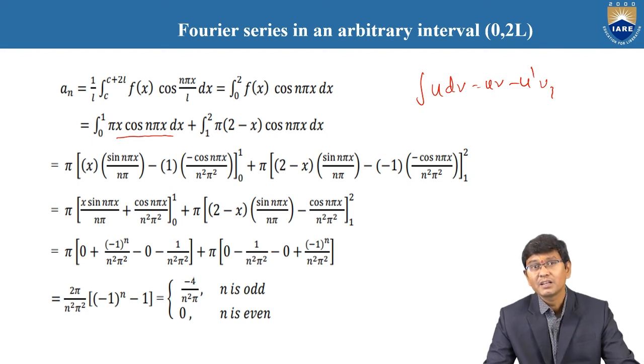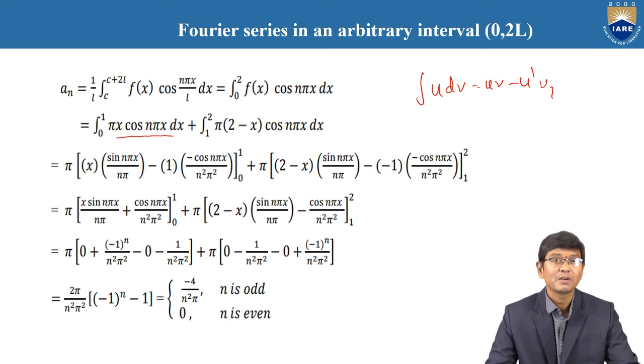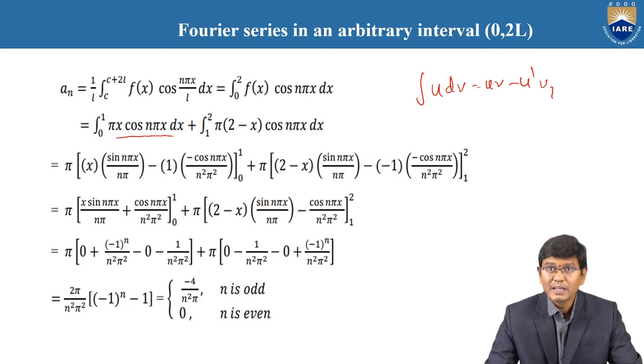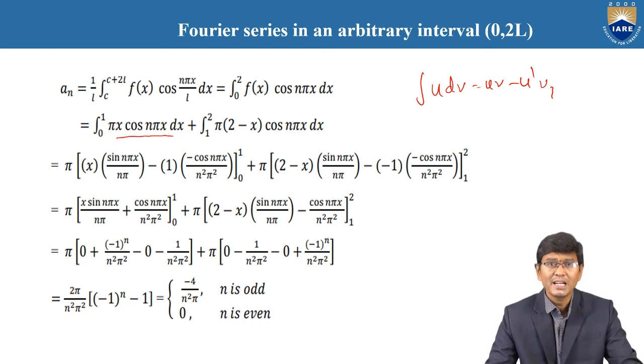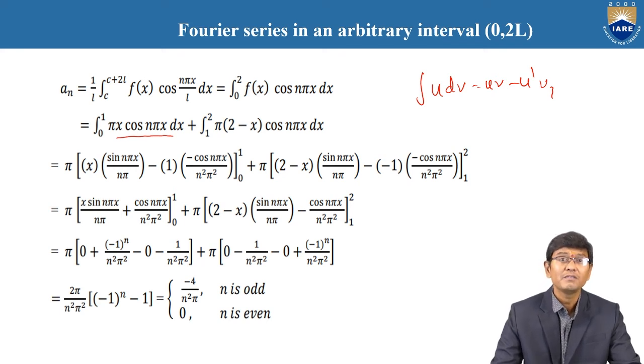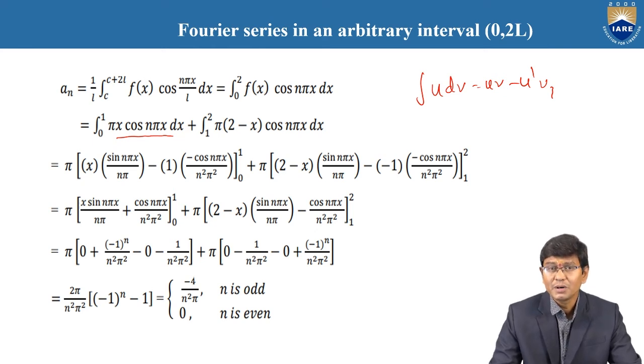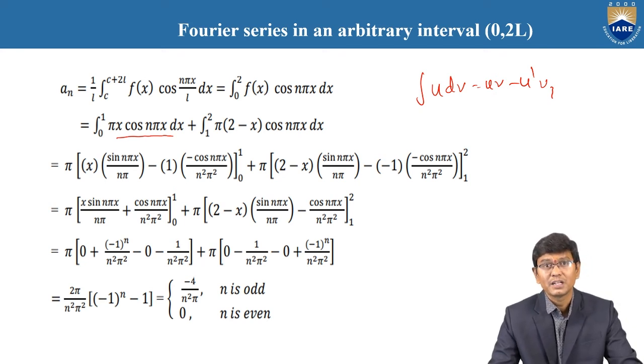And by using the Leibniz or integrating by parts formula, here by integration the value is pi into x into, the integration of cos n pi x is sin n pi x by n pi, minus the derivative of x, which is 1, and sin n pi x by n pi integrated once again gives minus cos n pi x by n square pi square, whereas the limits are between 0 to 1. Plus pi into the second term, while using integration by parts, the first part is assumed to be u and the second part we assume is cos n pi x dx.